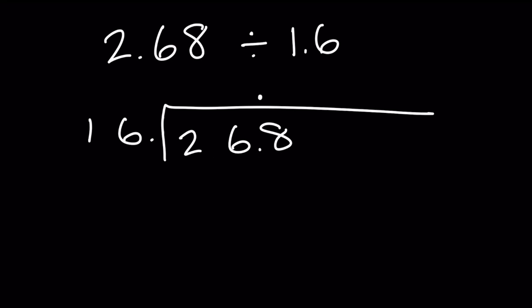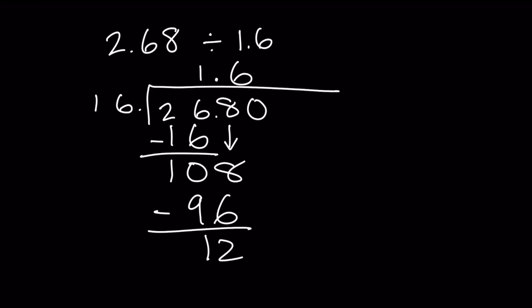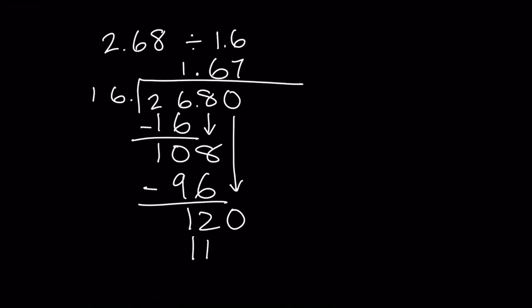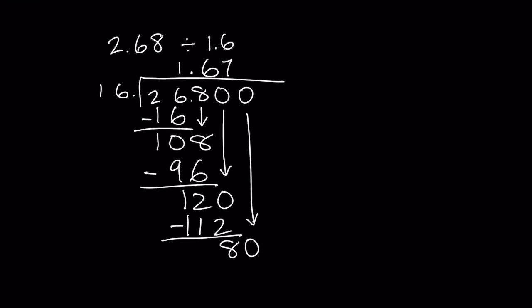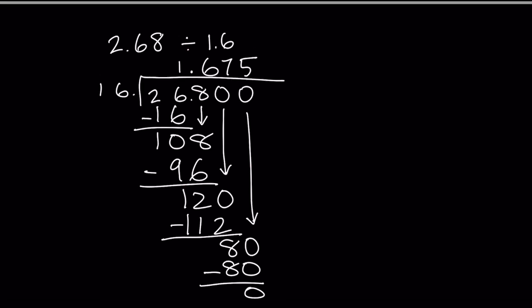Now let's divide. 16 goes into 26 one time. 16 goes into 108 6 times. We can keep adding zeros after the decimal place and its existing numbers. So we're going to add a 0 after the 8 and bring it down. 16 goes into 120 7 times. Add another 0 and bring it down. And lastly, 16 goes into 80 5 times. And we are done. So the answer we got is 1.675.